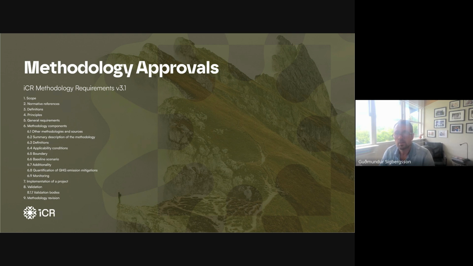This slide summarizes the key components required under the methodology requirements. A methodology must address these core components, including other methodologies and sources that inform the methodology, the methodology approach, summary description, definitions that are applicable to the application of the methodology, applicability conditions, boundary, baseline, scenario, additionality, etc. These are the areas that are assessed during the methodology approval process, and they are the areas where stakeholder feedback is particularly valuable.